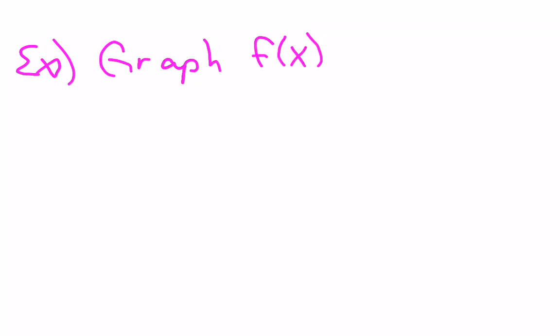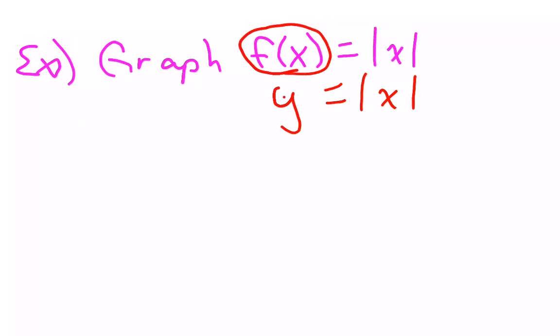Last example. Graph f of x equals absolute value of x. So we've graphed lots of things already. Remember, this is going to be identical to y equals absolute value of x. There is no change in that graph. It doesn't look different. It's just different notation because we want to let the reader know that this is a function. It follows all the rules of a function.